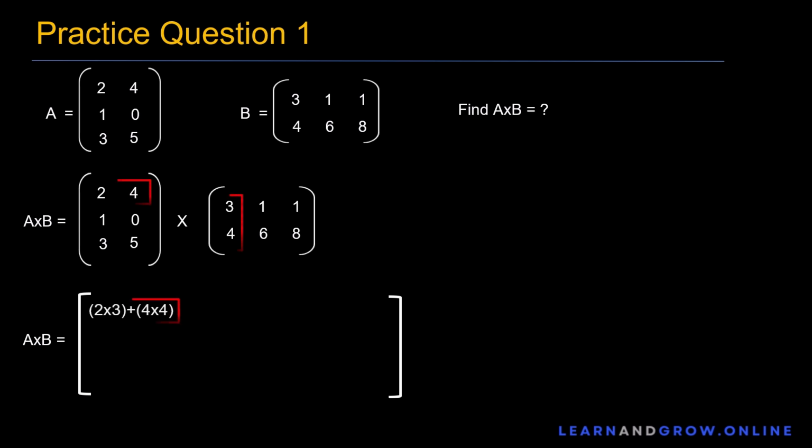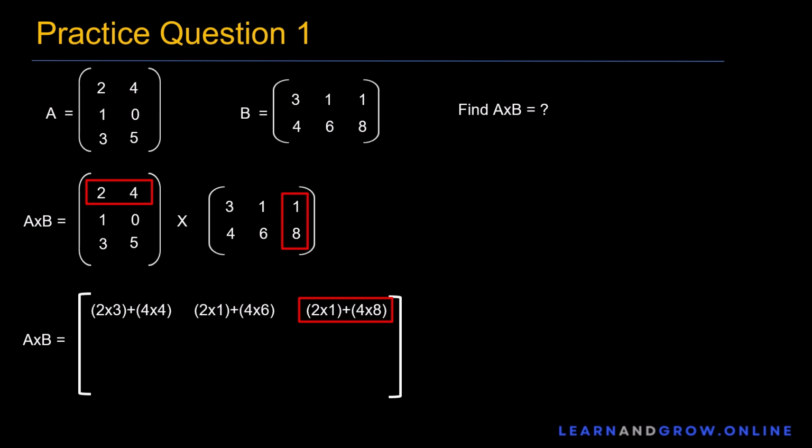We start by multiplying row 1 of matrix A with column 1 of matrix B, and write the answer as the first entry in the first row of the resultant matrix. Then we multiply row 1 of matrix A with column 2 of matrix B, and write the answer as the second entry in row 1 of the resultant matrix. After this, we multiply row 1 of matrix A with column 3 of matrix B, and write the answer as the third entry in row 1 of the resultant matrix. We have now completed all 3 entries in the first row.